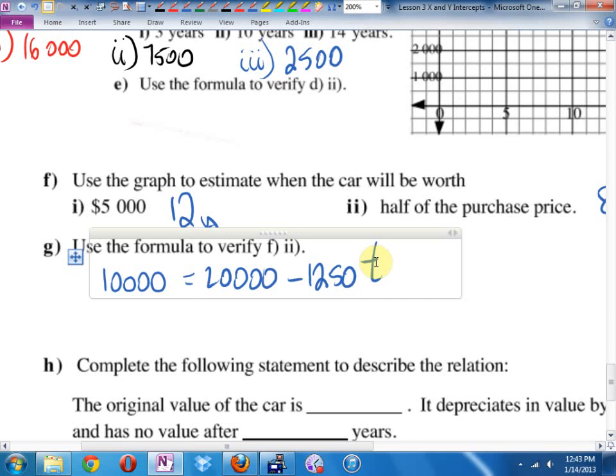Ooh, I also see a 20,000. What's the 20,000 doing? Kira, how do you know?